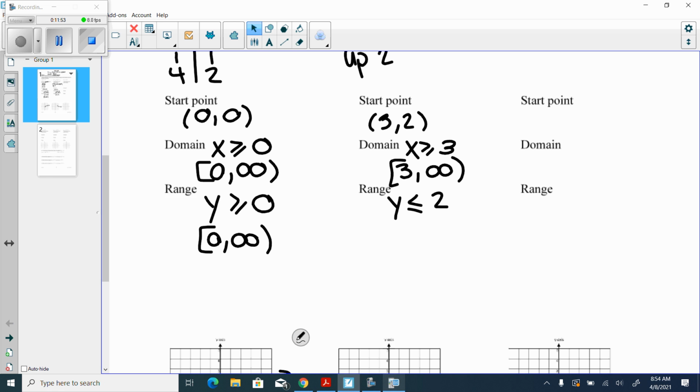Okay. That also changes this one a little bit because I don't go to positive infinity anymore. If I'm going down, I'm going to negative infinity. And when you do these, you always list the smallest thing first. Negative infinity would be the smallest, so I would put negative infinity all the way up to positive 2.